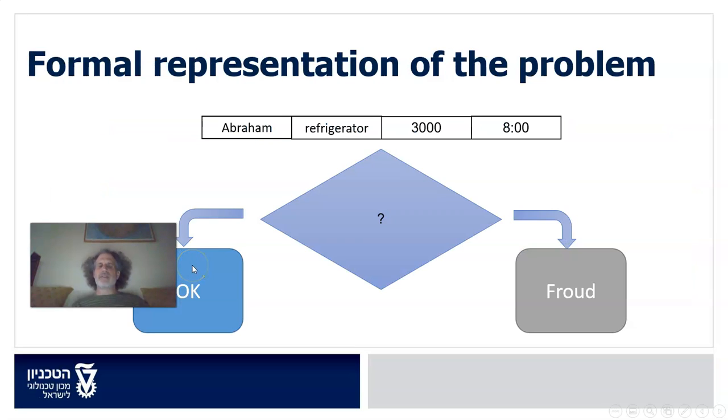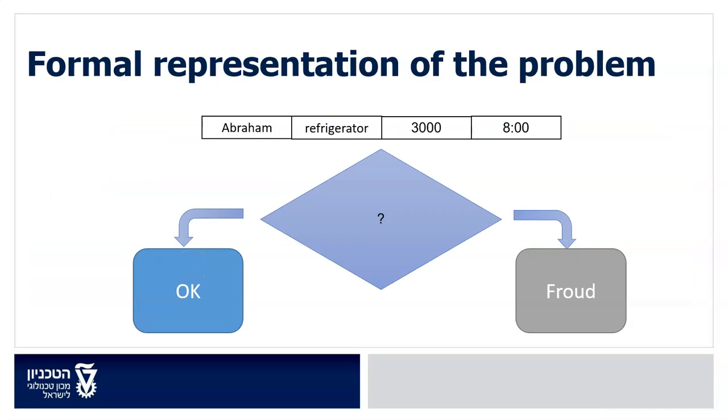So first, let's formalize a little bit the representation of the problem. We have here our feature vectors: who is the buyer, what did he buy, what was the amount, and what was the time. So we have here four features, and we need to build a classifier, and this classifier has two outputs. You can say that this is a legitimate transaction, or that this is a fraud transaction. And we have to decide what this question mark is and how we can decide.